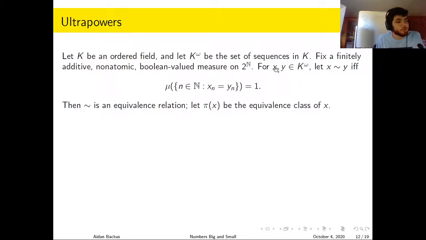And if we have two sequences, x and y, we're going to say that x is similar to y if and only if the measure of the set of natural numbers n such that x sub n equals y sub n is 1. For example, if x and y agree on all but finitely many entries, then their measure is 1, so x and y are similar. The similarity is an equivalence relation, and we can let pi of x denote the equivalence class of x.